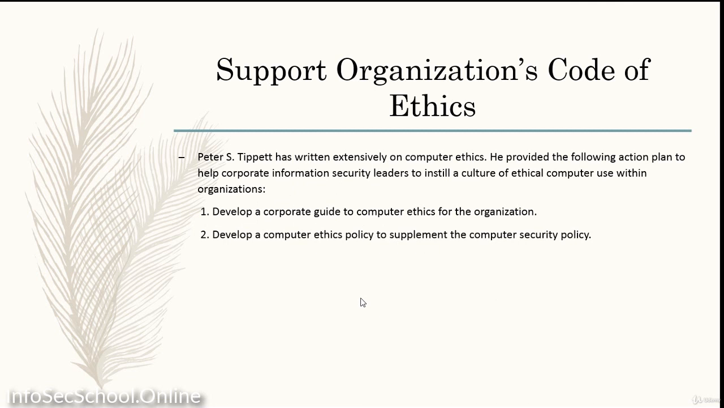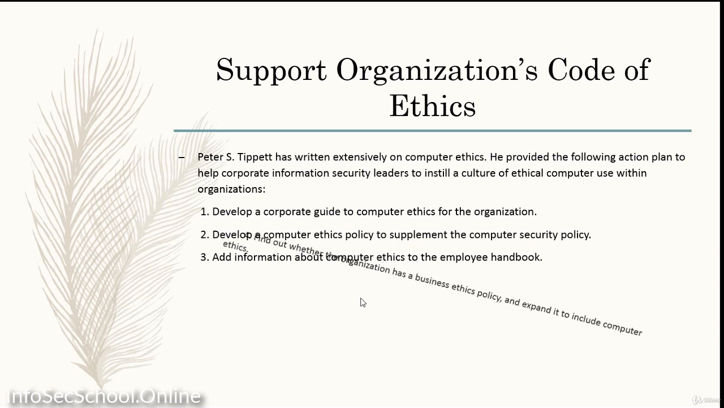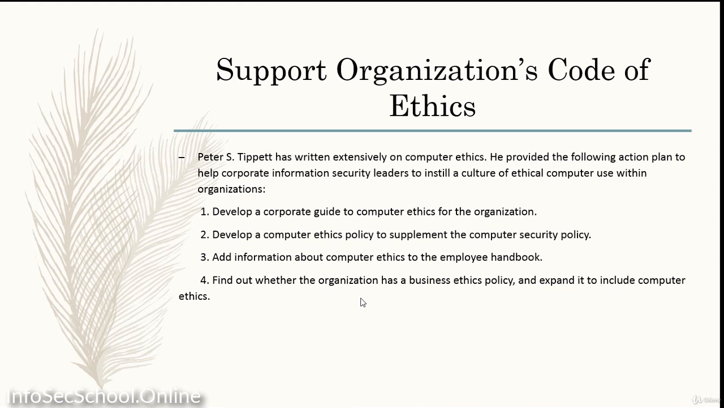Number 2 is to develop a computer ethics policy to supplement the computer security policy. Ethics policy goes hand in hand with the computer security policy, so you can use both of them here. Number 3 is to add information about computer ethics to the employee handbook, because the employee handbook has all the information regarding the employee, so we can introduce the computer ethics policy over there. Number 4 is to find out whether the organization has a business ethics policy and expand it to include computer ethics.